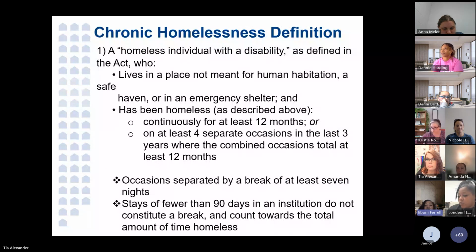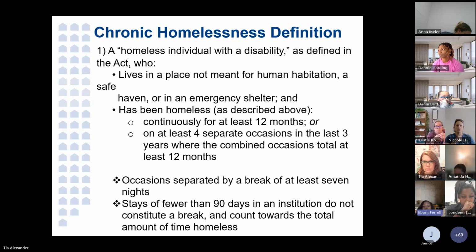You've seen this definition before, but it is helpful to review it. A person is chronically homeless if they, number one, have a qualifying disability, two, live in a place not fit for human habitation, safe haven, or emergency shelter, three, have either lived in all of these places continuously for at least 12 months, or for a total of at least 12 months on at least 4 separate occasions in the last 3 years. And number 4, if the months are continuous, it must be the current episode of homelessness. And number 5, HUD considers a break in homelessness to be at least 7 nights.